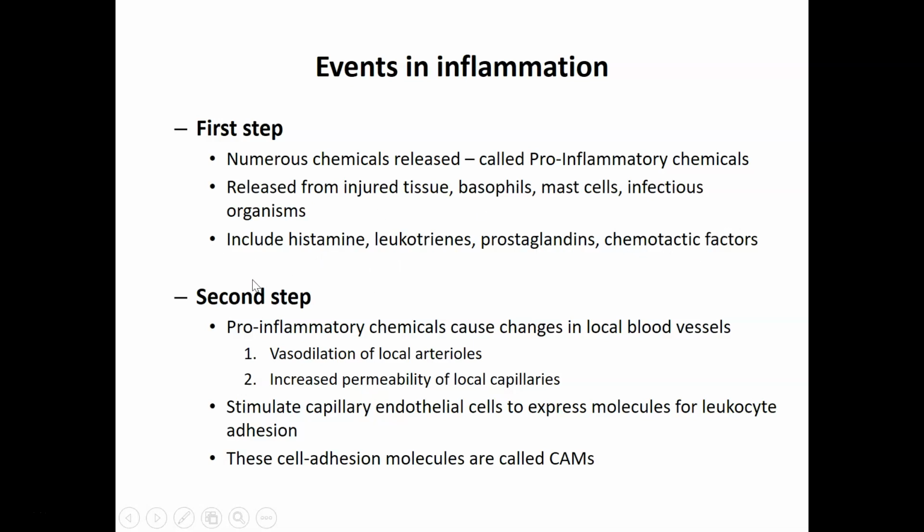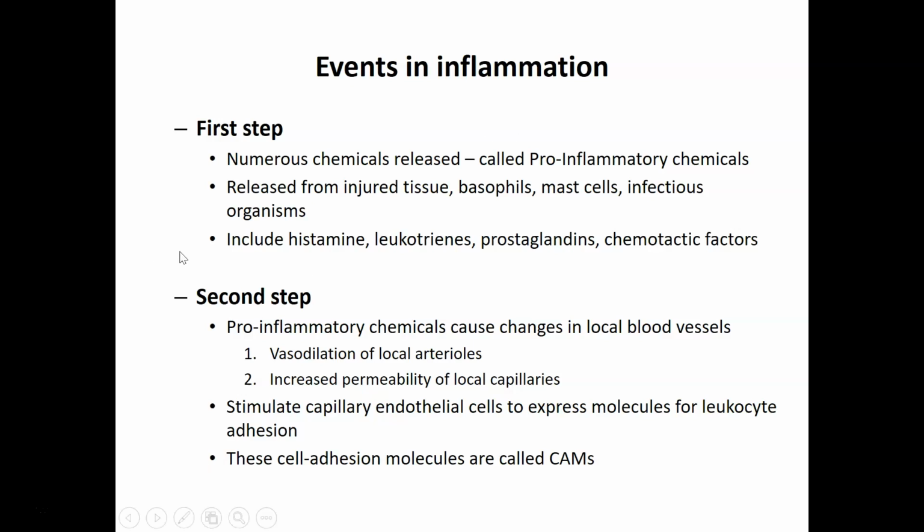So some of these are contained within these cells, and if the cell gets injured, ruptured, they get spilled. Some of these are in the membranes of these cells, and they get released as a result of injury or infection. Okay, so step 1 is a release of a huge mixture of previously contained chemicals. These pro-inflammatory chemicals are released locally at the site of injury or infection.